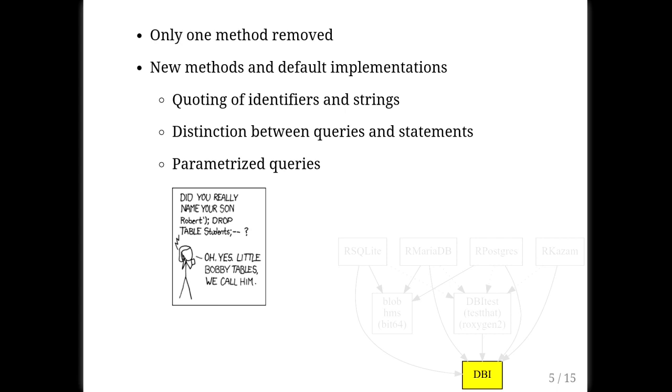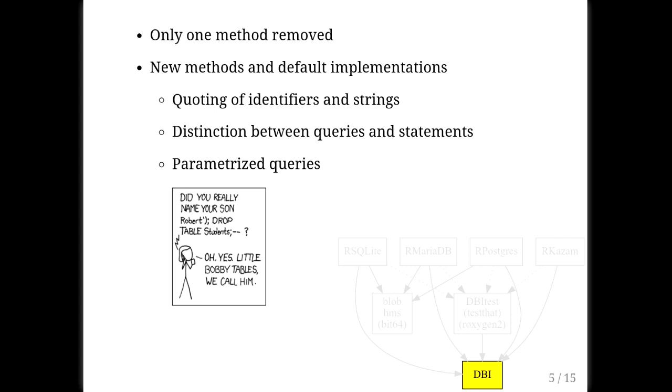For DBI, the API was relatively stable. I removed one method that's been added recently that was about checking compatibility of the interface, which is now done in this new DBI test package. Now, I'd like to talk about three major changes. We've added quoting of identifiers and strings.